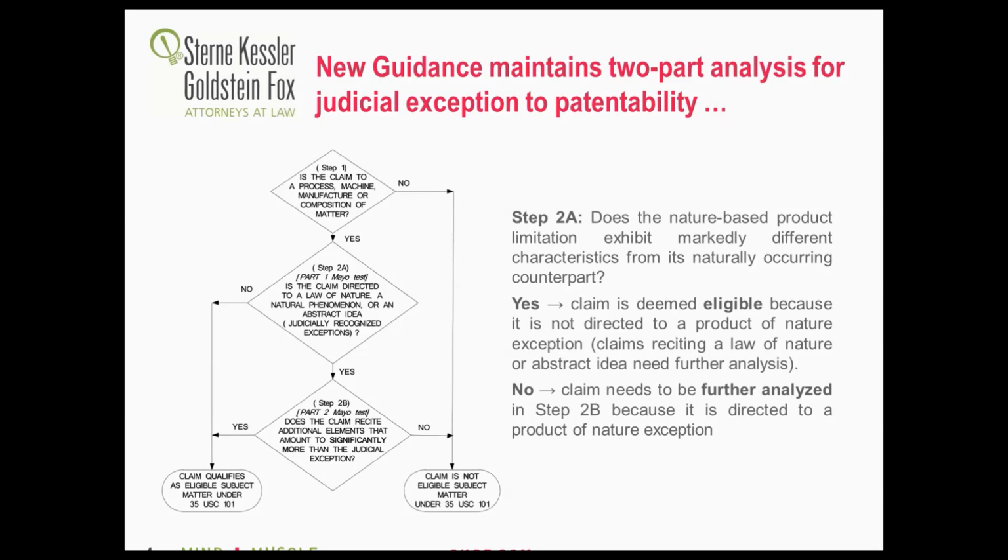The second significant difference is called a streamlined analysis by the PTO. By streamlined analysis, the PTO says the examiner should take a look at the claim right from the beginning, and if it recites a nature-based product, but when viewed as a whole, clearly does not seek to tie up a product of nature such that others cannot practice it, it's deemed eligible without even doing the Step A or the Step B analysis.